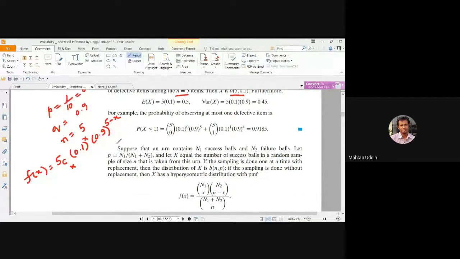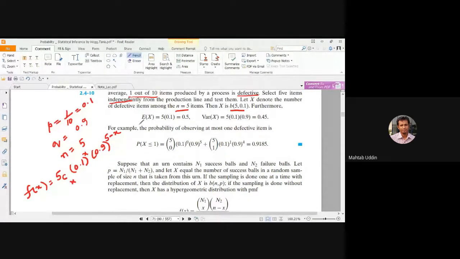Now let us find the mean and variance. The mean, in exam we will write mu. Mu is np, right? This is 0.5. And the variance, in exam we will write this as sigma square. In your exam you will not find it in this form, you will find this in sigma square. Sigma square is npq, that is 0.45.